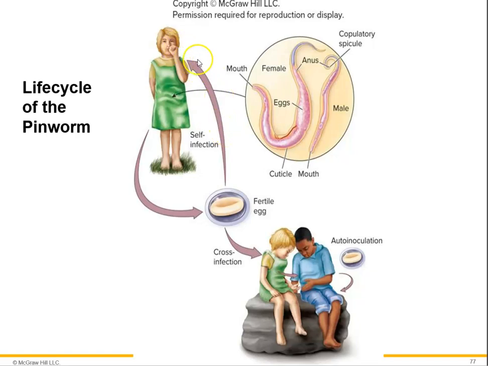You can see that there's a lot of different ways that these eggs can spread, but the whole point is that the life cycle continues. It renews itself. So down here, when she spreads the eggs to her friend, now her friend is going to get a pinworm infection.